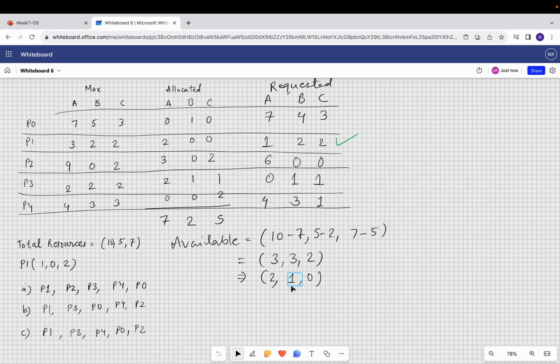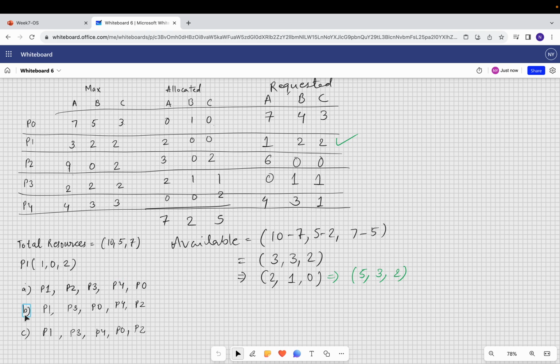So now we have 5, 3, 2 units available after process P1 has finished execution. Now if P2 is executed next, it needs 6 units of resource A, but we have only 5 available, so we cannot service P2. That means option A is not a safe sequence.